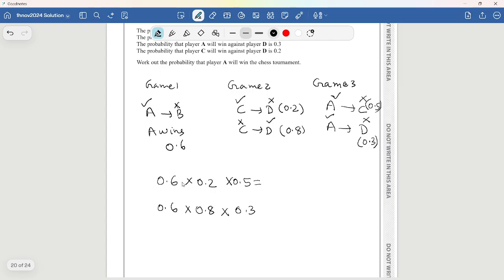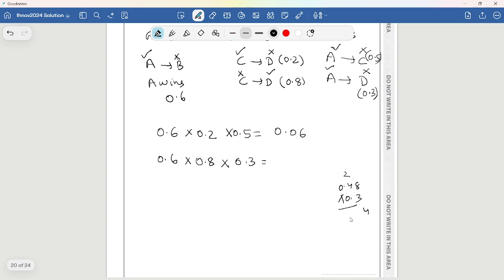So 0.6 times 0.2 is 0.12, times 0.5 will be 0.06. So you have to multiply all these numbers. And 0.6 times 0.8 is 0.48. So 0.48 times 0.3: 3 8s are 24, 3 4s are 12, plus 2 is 14, so 0.144.